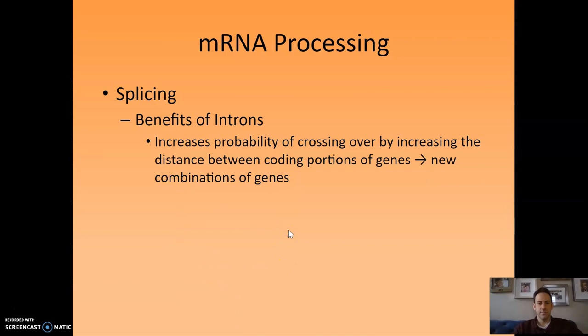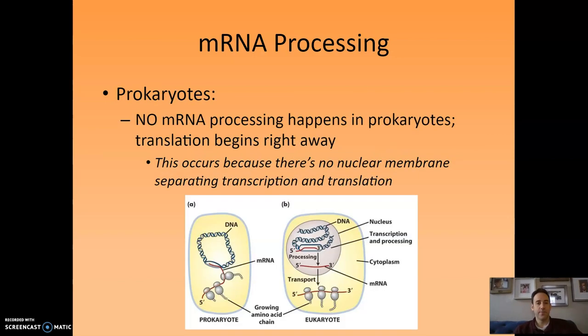Introns also increase the probability of crossing over, because it increases the distance between coding portions of the genes. And remember, crossing over is where you get new combinations of genes, which contributes to genetic diversity. And so that could kind of explain possibly how these would have evolved to exist as well.